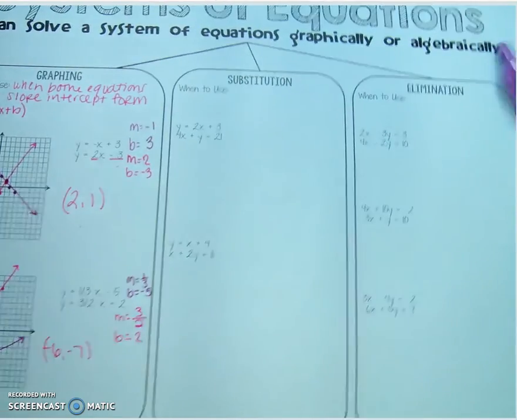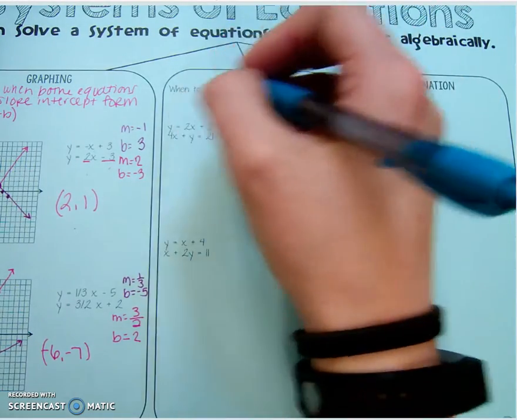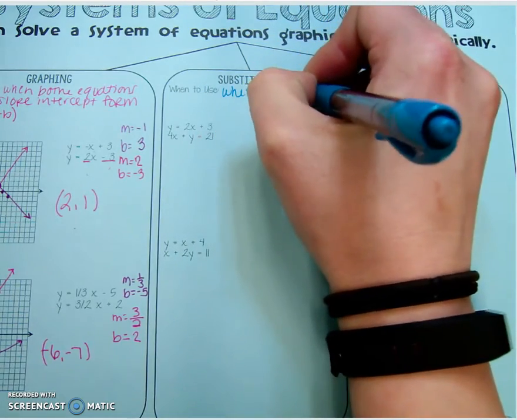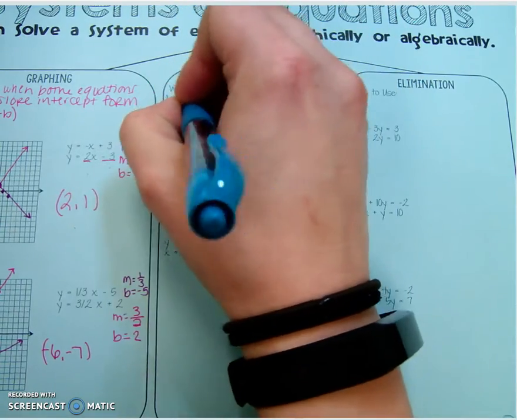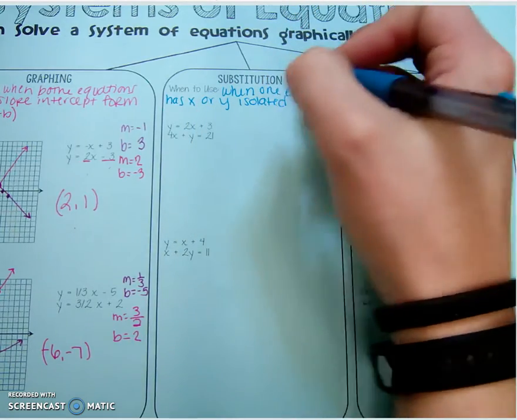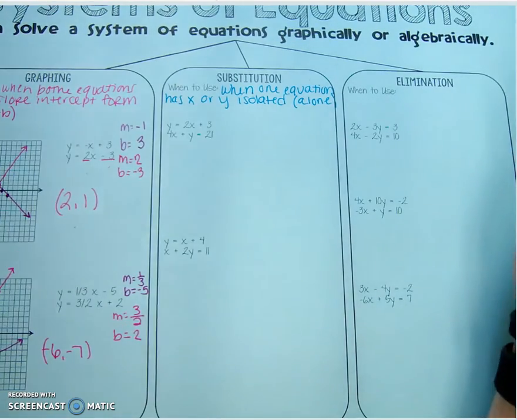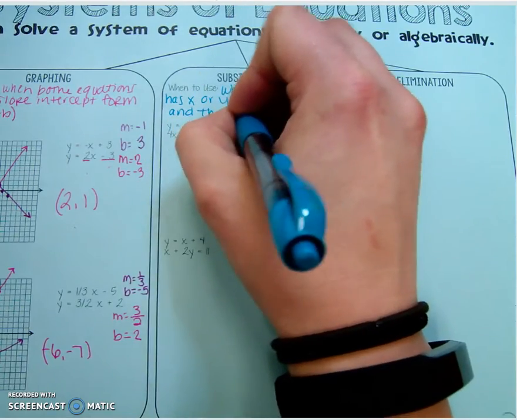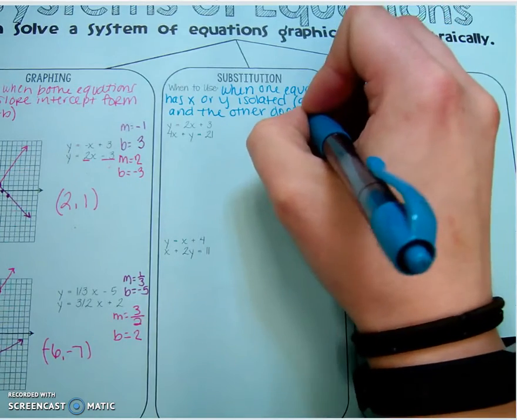All right, so for substitution, the best time to use substitution is when one equation has x or y isolated, or just alone, on one side of the equal sign, and the other equation does not.